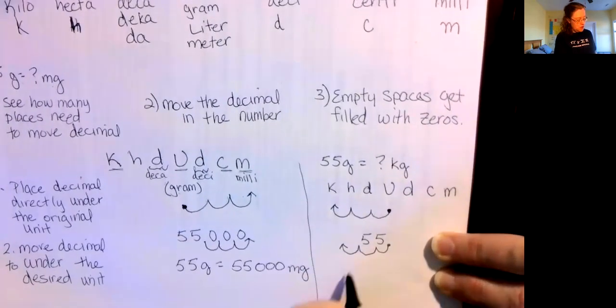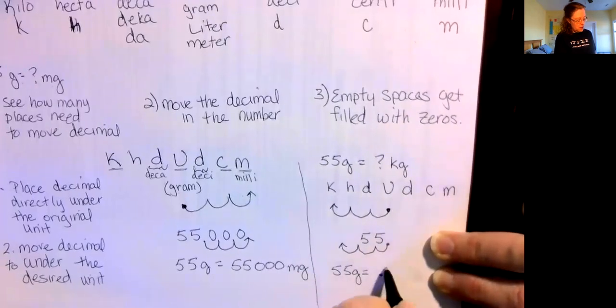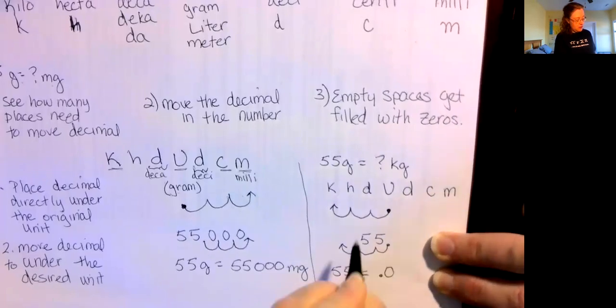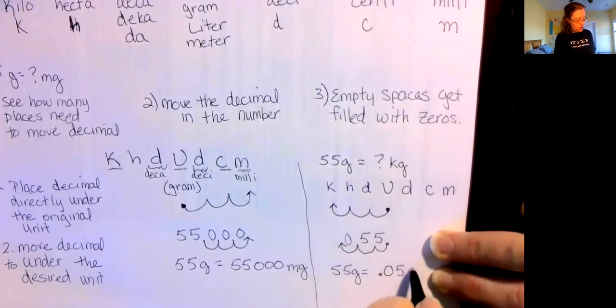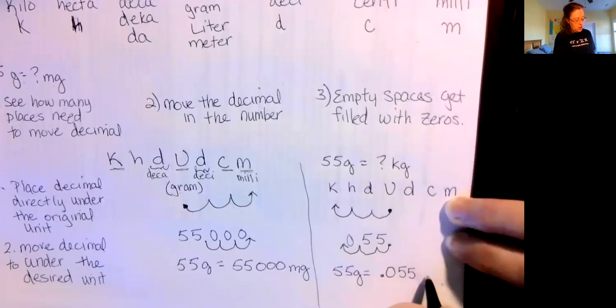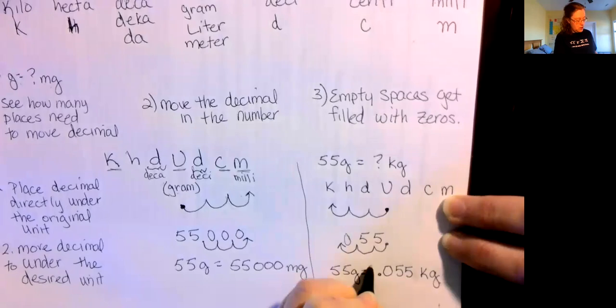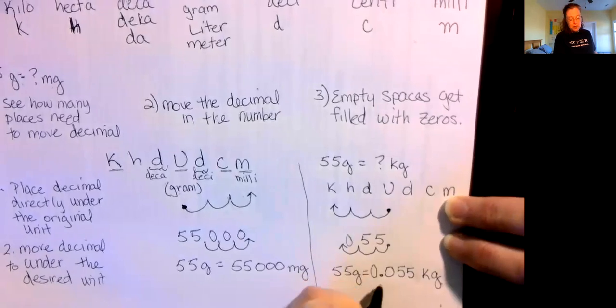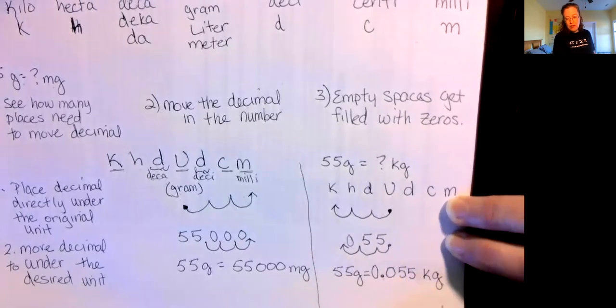That tells me that 55 grams is the same as point. We had one empty spot. I can put the 0 there. 0, 5, 5. My unit is kilograms. And I can put a 0 in front just to make sure I know that there's a decimal coming up. That's especially important if maybe the decimal was directly in front of the first 5. It helps out with that.